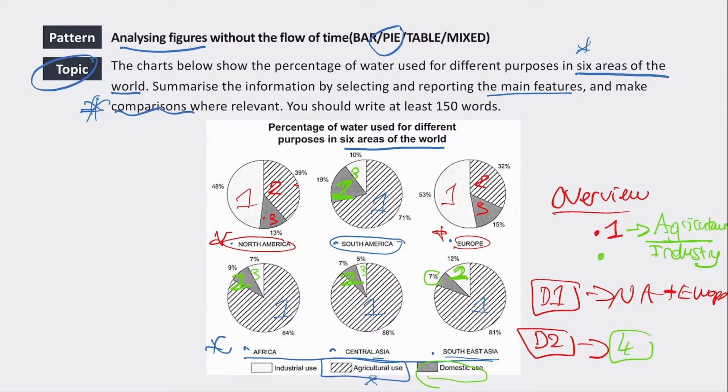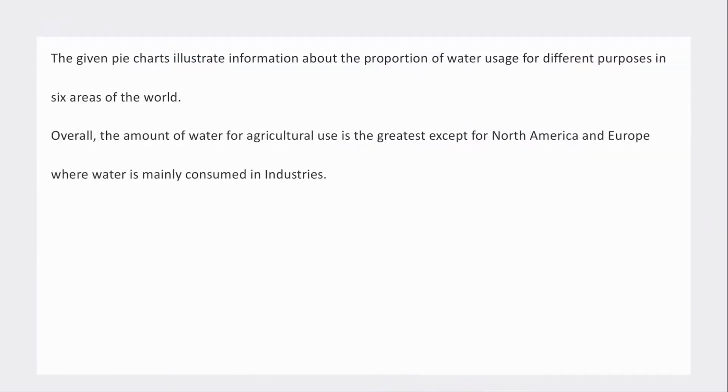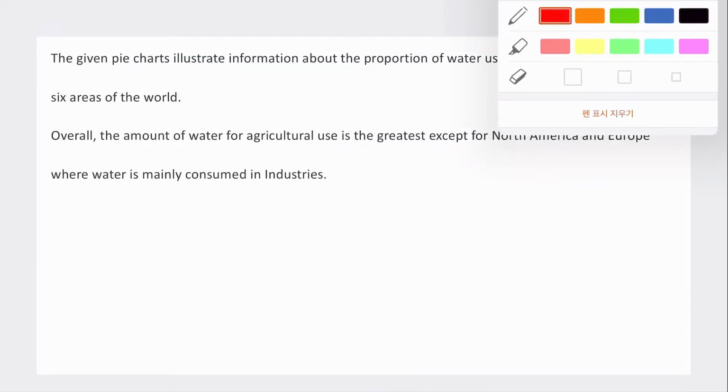So maybe I'd then talk about domestic water use, except in developed countries. So you could say domestic water use. Okay, so just by taking some time and looking through and marking it up, it can help plan ahead what you're going to write and how you're going to write it. So let's take a look and see what this candidate has done.